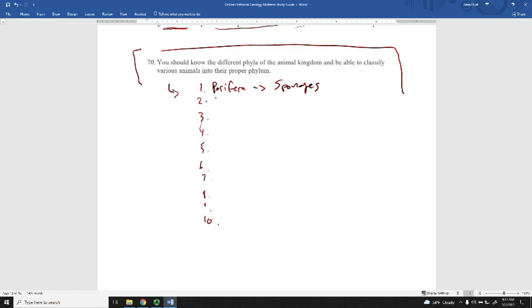Okay. Next are the Cnidaria. These are things like corals, sea anemones, also jellyfish.